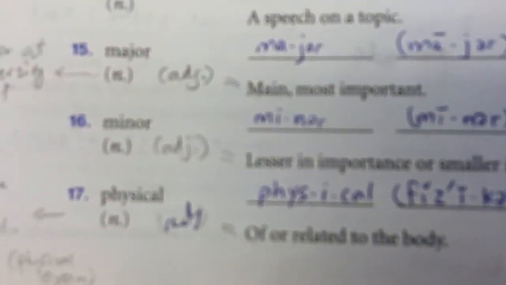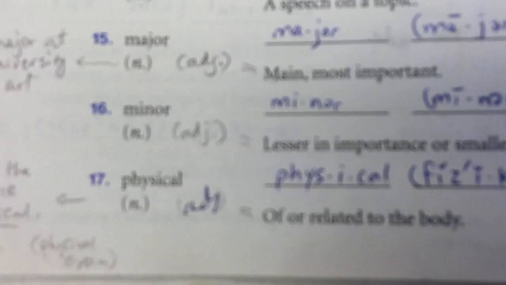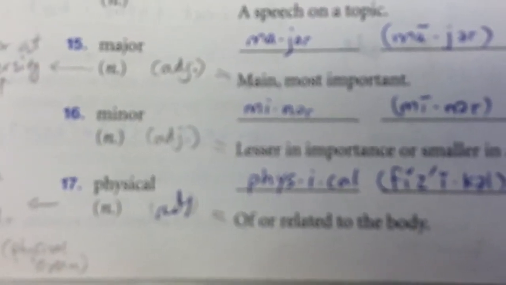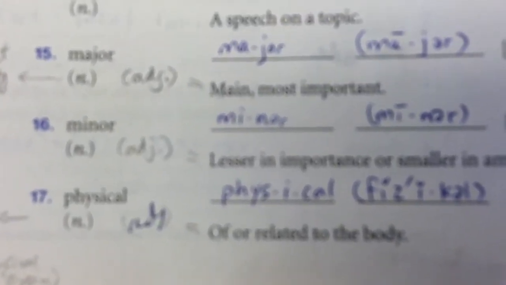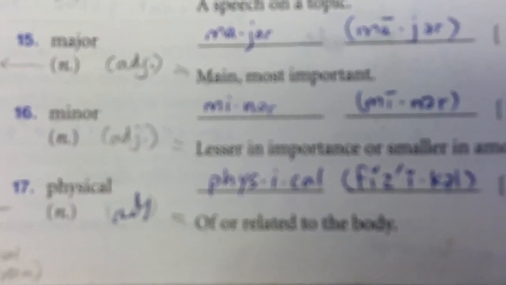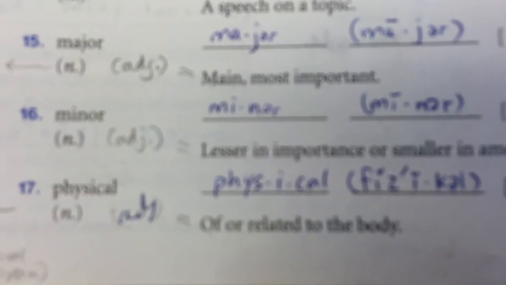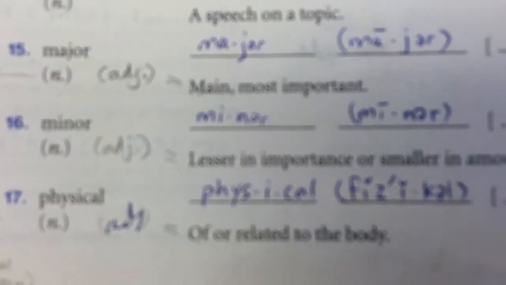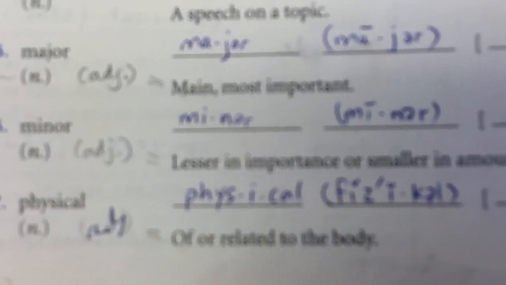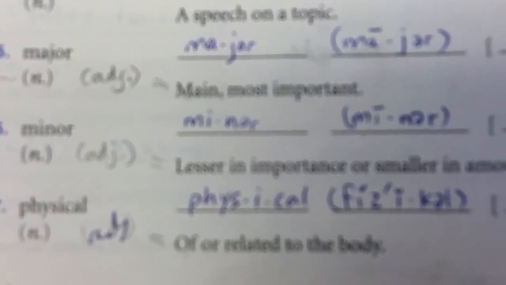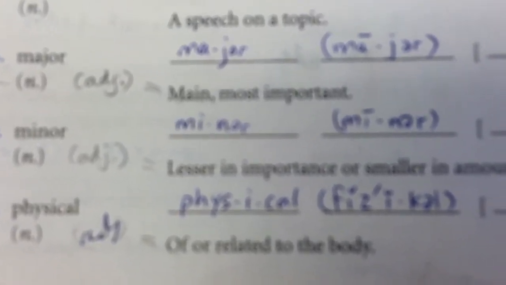How about physical? It can be a noun, but I want you to write A-D-J for adjective, because the definition here shows of or related to the body. That is an adjective meaning. Physical has how many dots? Two. Nope, try again. Three. Let's try that again.